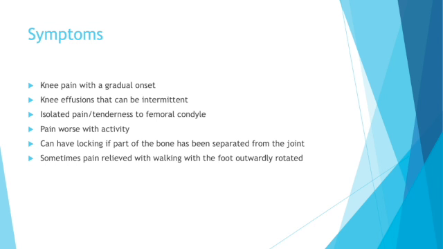Symptoms of osteochondritis dissecans include knee pain with a gradual onset, knee effusions that can be intermittent, isolated pain and tenderness to the area that it is affecting, pain that's worse with activity, and there can be locking if part of that bone has been separated from the joint. Sometimes the pain is relieved with walking with the foot rotated outwardly.